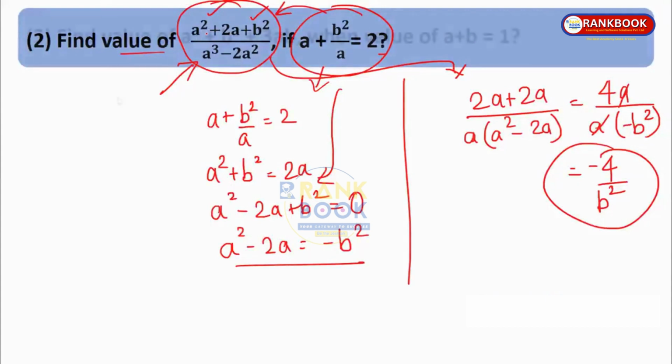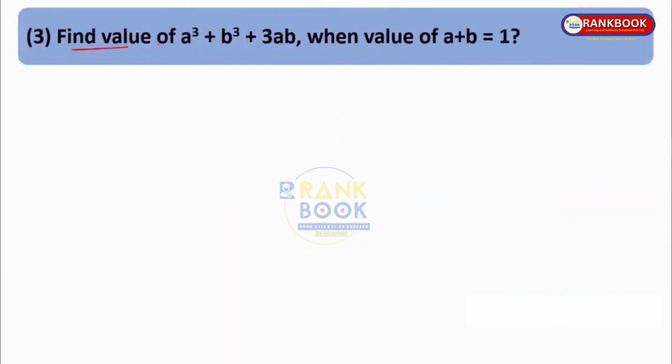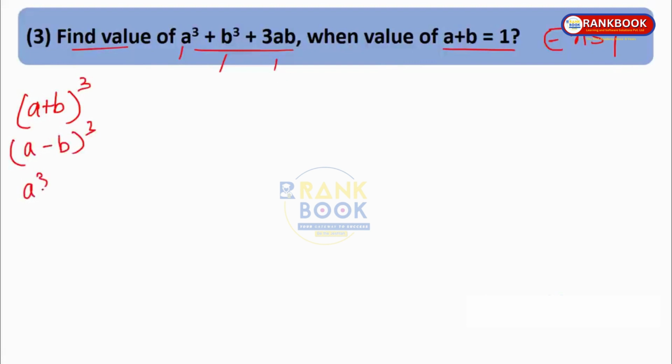Moving to next question. Question number 3. Find the value of a cube plus b cube plus 3ab when the value of a plus b equals 1. Again, very easy sum. It is directly related to a formula. Now whenever you see a cube, b cube, 3ab, always remember that it must be related to formulas like a plus b the whole cube, a minus b the whole cube, or say a cube plus b cube, like that. Okay, so cube formulas.